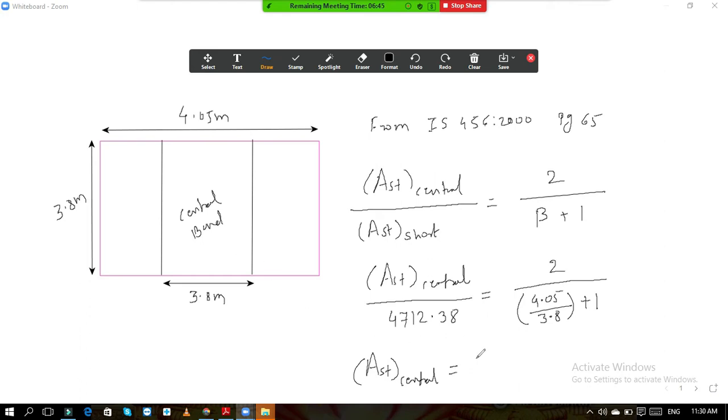So it works out to be 4562.30 mm square, in the central band. So calculate the number of bars over there. The number of bars is equal to 4562.30 divided by pi by 4 into 20 square.